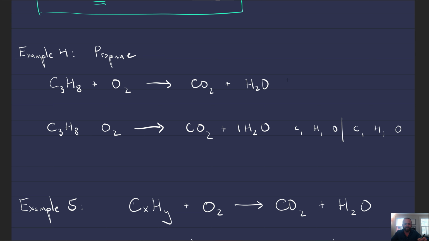Propane combusts just like any other hydrocarbon. This one has 3 carbons, 8 H's, 2 oxygens on the left, 1 carbon. I like to keep the H's and the oxygens in the same order on both sides, even if they don't appear that way. Then we have 2 hydrogens, and how many oxygens? 3 oxygens. Okay, so what we want to do is we are going to balance the carbons first, right?